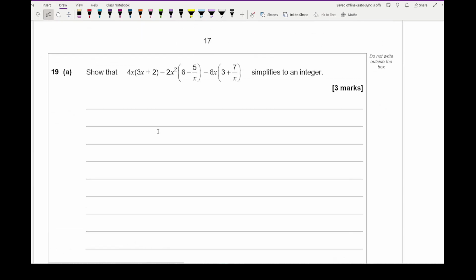Moving on to question 19a, it says show that this expression simplifies to be an integer. So first things first, you can see brackets, so I would assume that most units would expand the bracket. So here we've got 4x times 3x, which is 12x squared. And then 4x times 2 is plus 8x. Then multiplying this out, what we end up with is minus 12x squared minus, now when you've got a fraction and a big number, we just multiply the top.